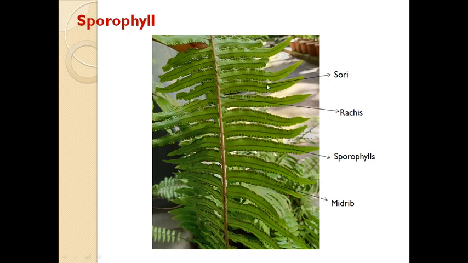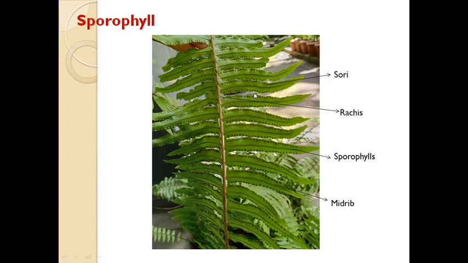Because it bears the sori. See at the abaxial surface, at the ventral side, there are rows of dots. Kidney shaped dots are there. Those kidney shaped dots are nothing but the sori. So students, see this is the row of the sori.